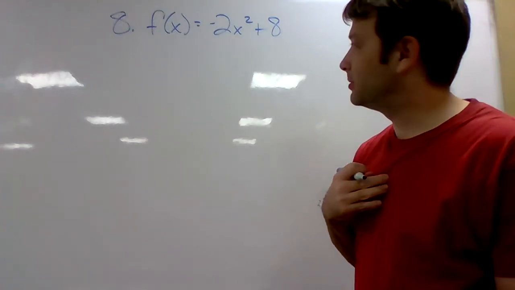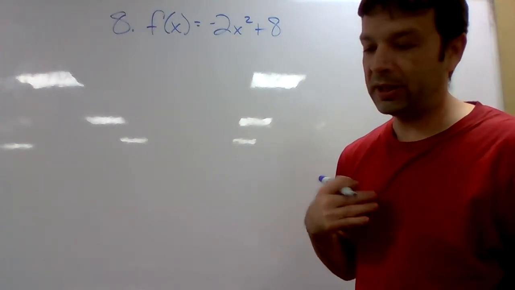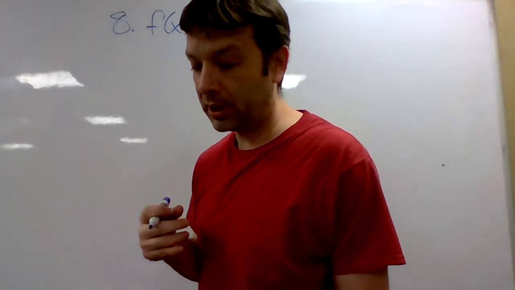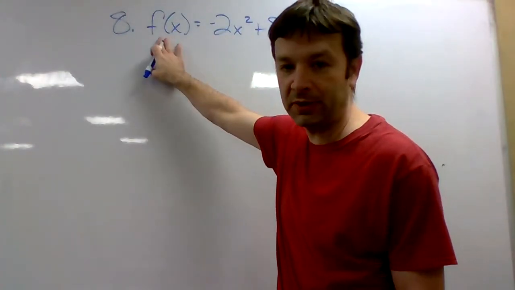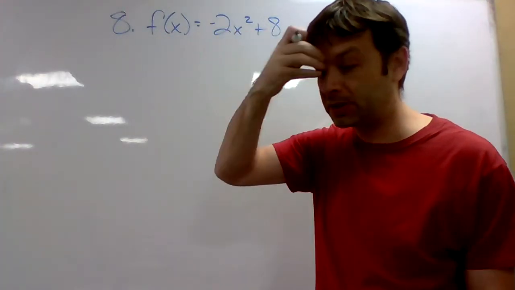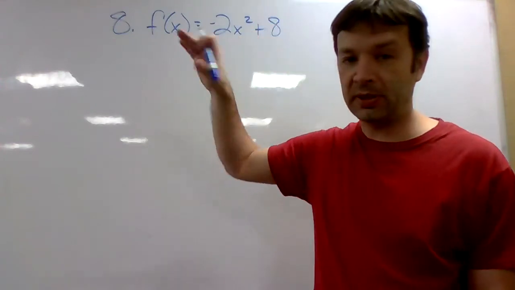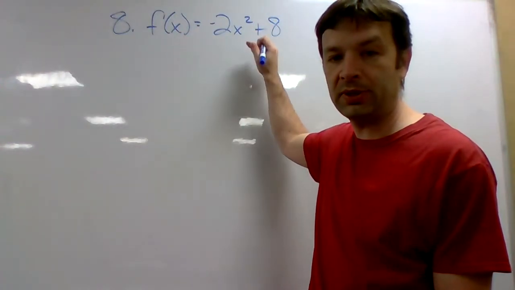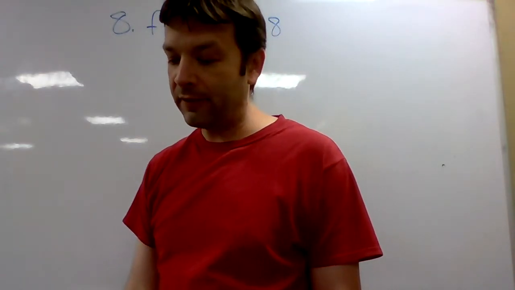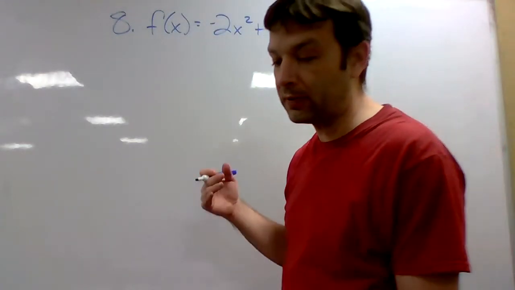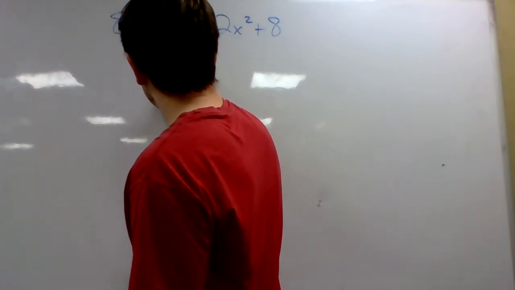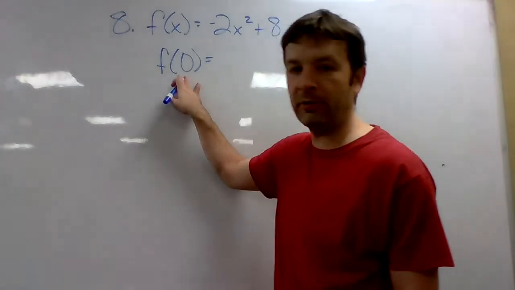All right. If you read the directions, it says find for each function. Okay, this is a function. The name of the function is f of x. This is what it does. Okay, that's what that means. That's the same idea as saying y equals negative 2x squared plus 8. And then it says find f of 0, f of 2, f of negative 1, and f of 4. Okay, I read that from the directions.